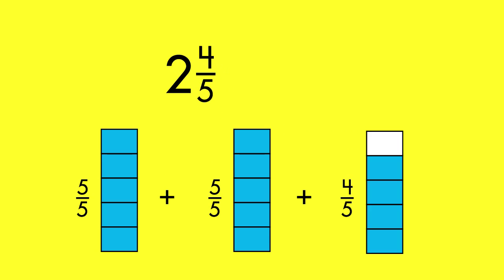A mixed number contains both a whole number and a fraction. This mixed number is 2 4/5. You can rewrite a mixed number as an improper fraction. A quick way to do this is to multiply the denominator by the whole number and then add the numerator. Write the answer over the denominator. 5 times 2 equals 10, plus 4 equals 14.